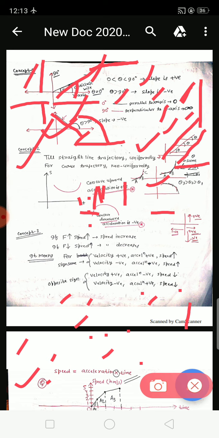Second, if a curve comes in the picture, like this trajectory, it means that there is non-uniformity. What is the reason? The reason is that the slope value is not constant here. It means that the value of theta with respect to the positive direction of x-axis in anti-clockwise direction will not remain constant. It changes with the interval of time. How it changes, I will explain to you. But keep in mind this concept: if it is a straight line trajectory, there will be uniformity in the motion. If it is a curved trajectory, there will be non-uniformity in nature.